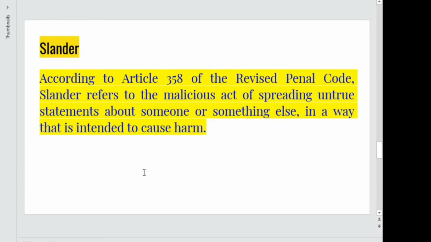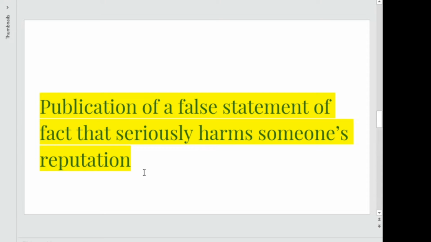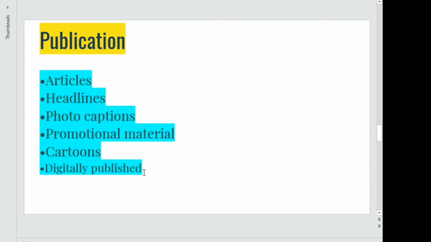So, kapag sinabi naman nating slander, this is spoken. Again, I'll go back to libel. Paano naman kapag nagkamali lang yung writer? Say, for example, there are some cases na akala mo libel, pero hindi siya ground for libel, especially kapag honest mistake lang siya.